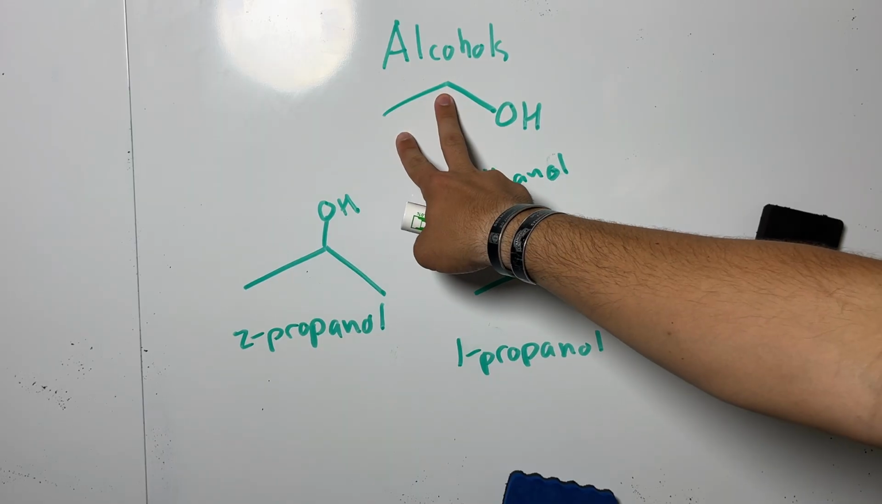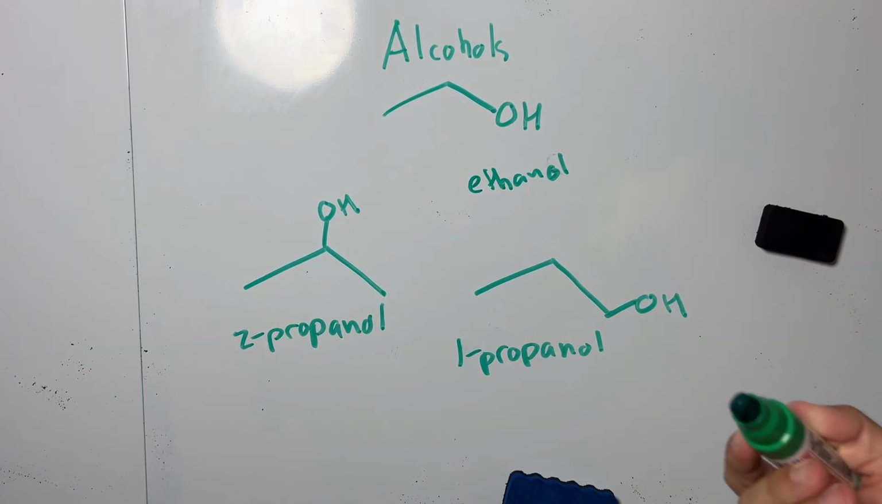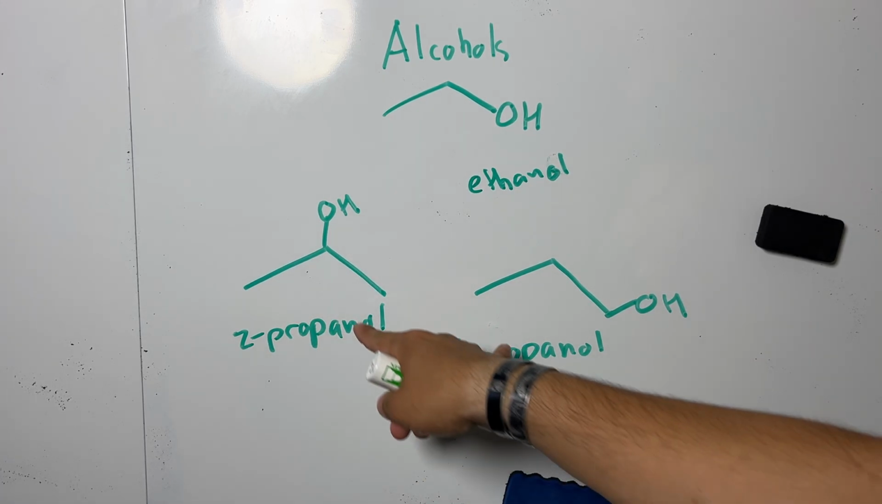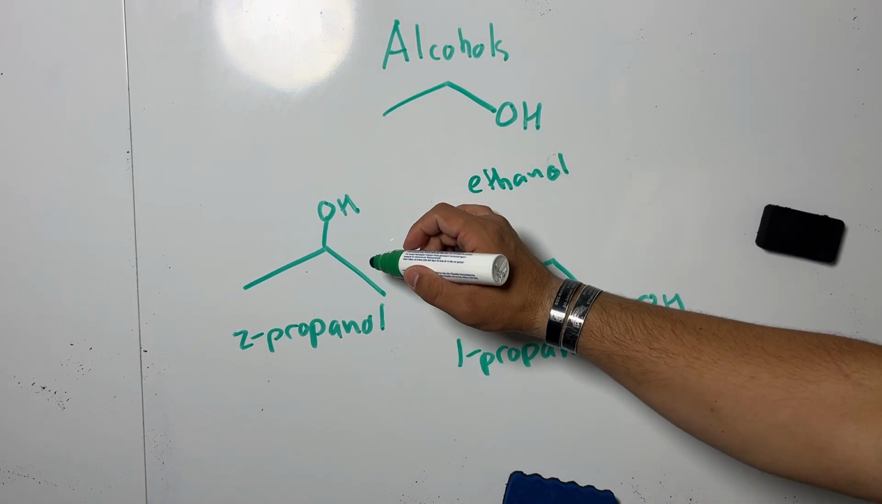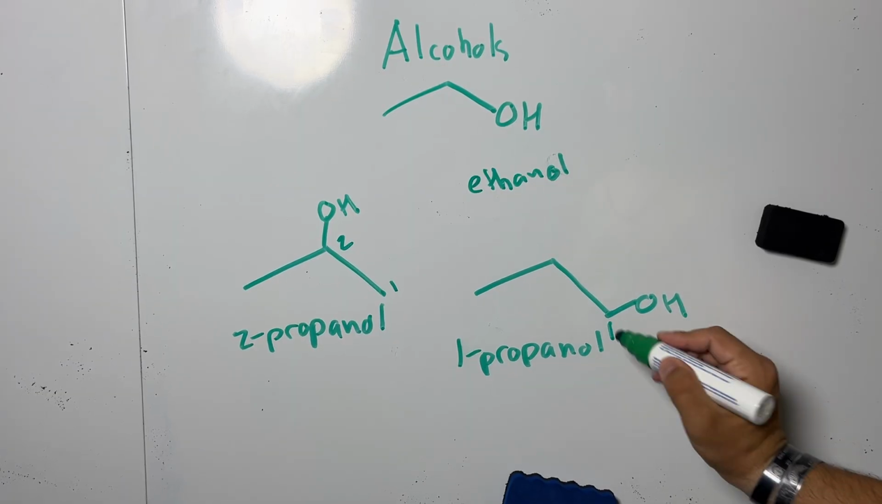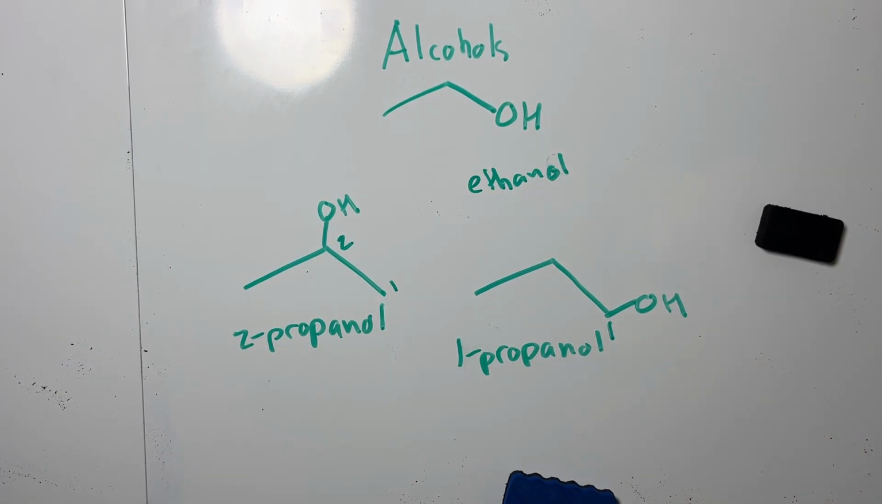Now, for ethanol, there's only one spot the alcohol could be, so we don't have to put numbering position labels on there. However, for something like propanol, we do, because these are both propanol. They're just different types of propanol. This one right here is 2-propanol, because it's at the 2 position, and this is 1-propanol, because it's at the 1 position. Sometimes you'll see this also called isopropanol.